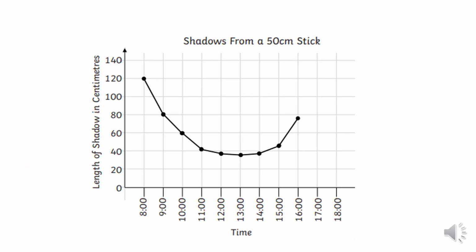This is an example of another line graph. I look at the title, it tells me it's shadows from a 50 centimetres stick. I look down here at the time and I can see that the time is going up by 1 hour at a time. Along here it tells me it's the length of shadow in centimetres. It starts at 0, 20, 40, 60, 80, so it's going up in 20 centimetres.